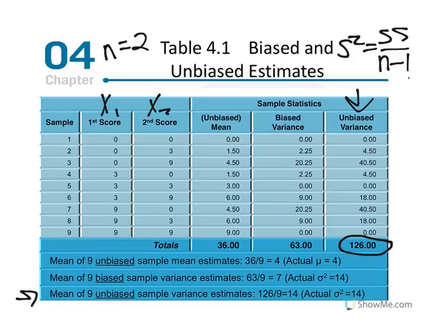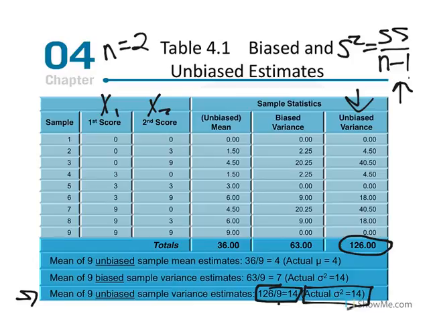So down here it says the mean of the 9 unbiased sample variance estimates is equal to 126 divided by how many we have. We have 9 samples, and that's equal to 14. And then it indicates that the actual population variance is equal to 14. So they're equivalent, and that's why we refer to that as unbiased, that the sample statistic is equal to the population parameter. And it's only equal because we engaged in this mathematical correction where we divide by N minus 1, or degrees of freedom, as opposed to simply N.